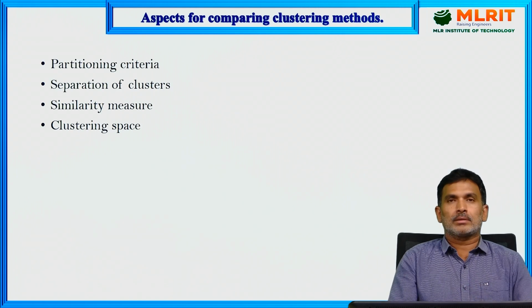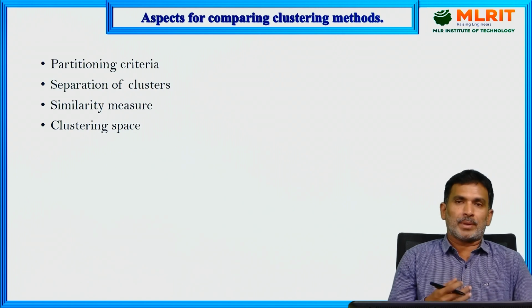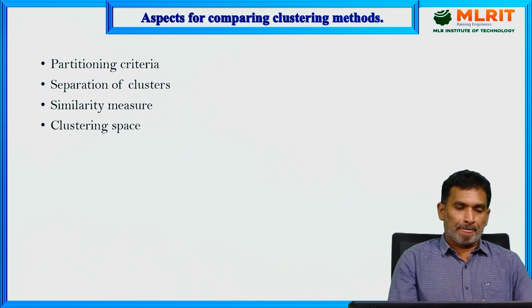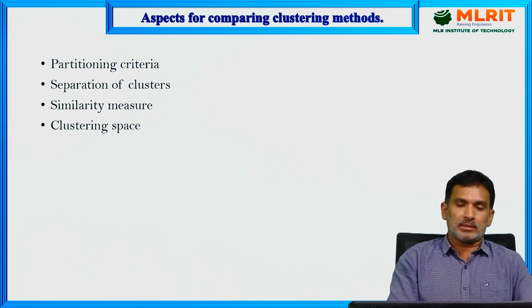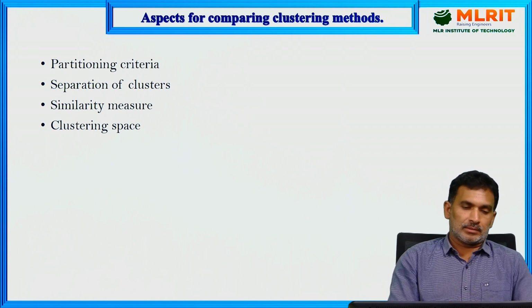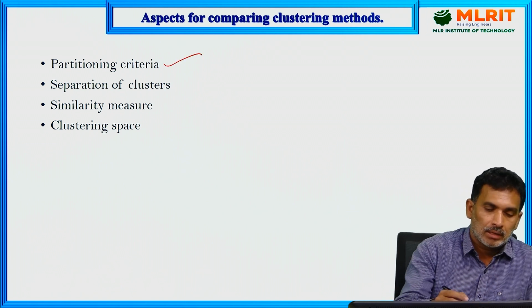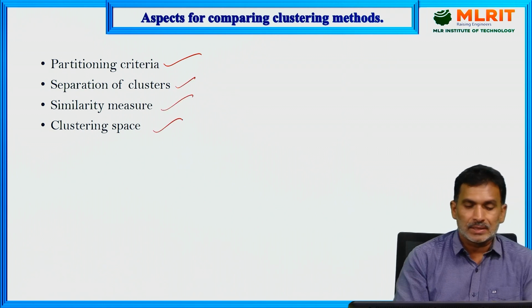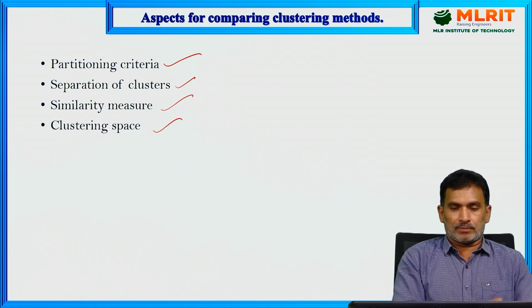Next is how we can compare the different clustering methods. What aspects need to be considered? There are mainly 4 aspects to compare different clustering methods: partitioning criteria, separation of clusters, similarity measure, and clustering space.